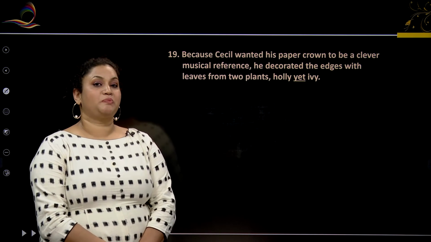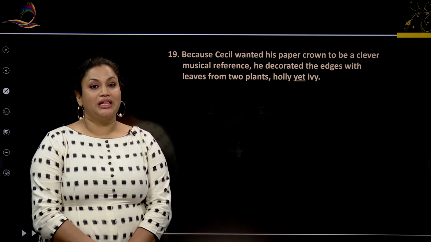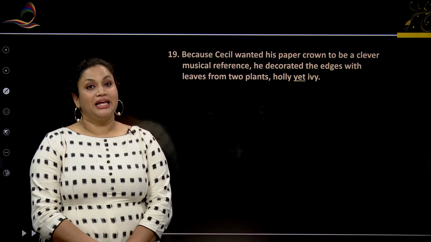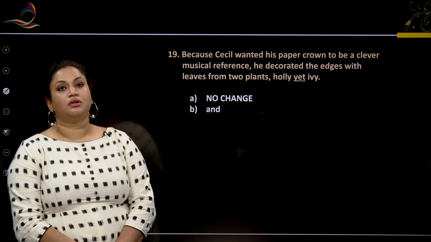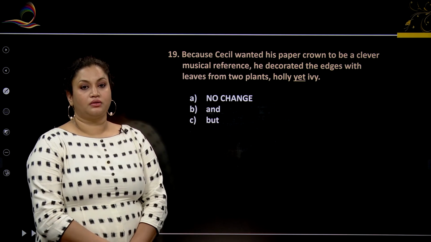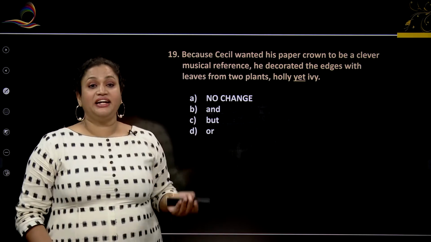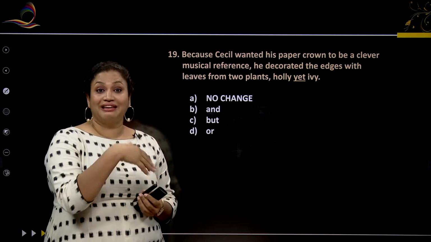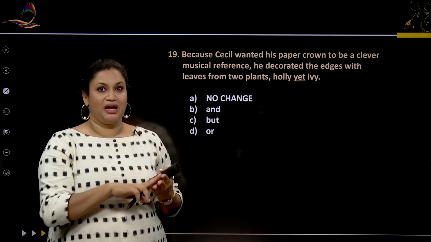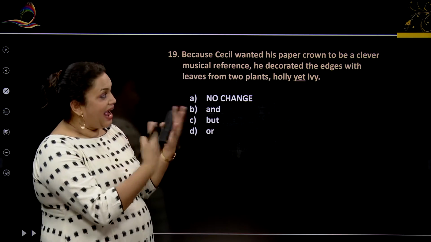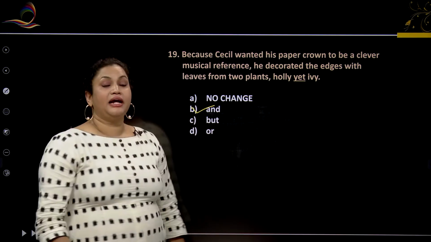Because Cecil wanted his paper crown to be a clever musical reference, he decorated the edges with leaves from two plants, holly and ivy. Let's check the options. Here he says he decorated, because Cecil wanted his paper crown to be a clever musical reference. So therefore he decorated the edges with leaves from two plants, holly and ivy, because we are talking about two different plants here. Therefore and is the right option.